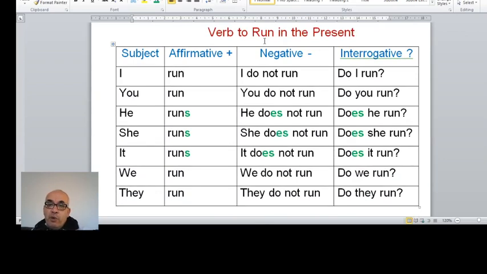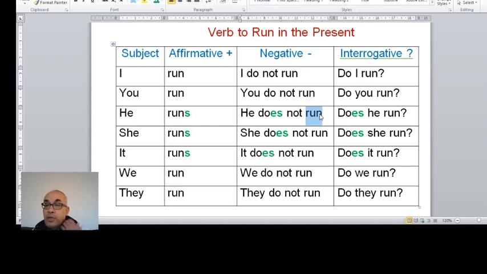Now, this is verb to run, again in the present. It's a main verb. And then these are the subjects, again, run. And when you use he or she or it, you put runs. And here, you have to use do for negative, as you can see. I do not run. The question, do I run? You run. You do not run. Do you run? He runs. He does not run. And as I said, after does, the verb is here, run.